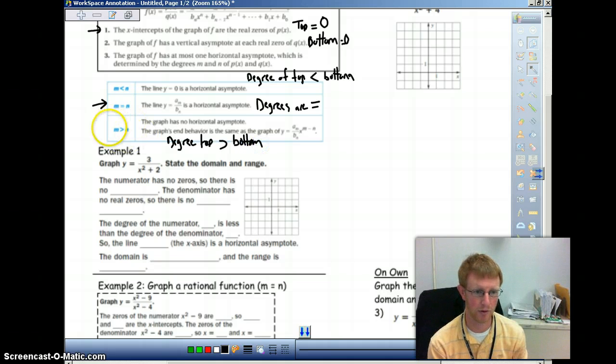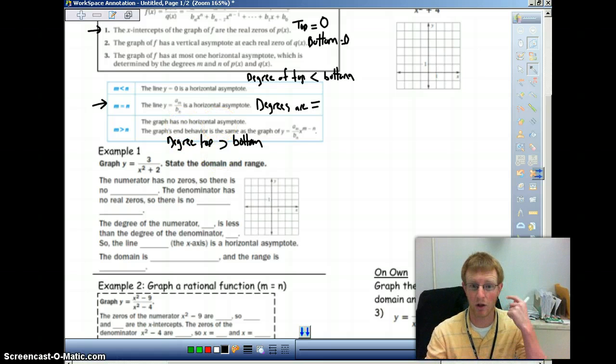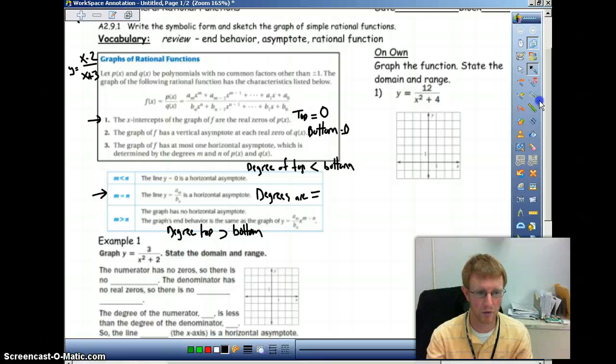So that's all these letters are representing, is the degree. And if that's the case, then it will have no horizontal asymptote, so we won't have one at all. So literally what I want you guys to do, and what I want you to think about as we go through these problems, is let's take them one step at a time.